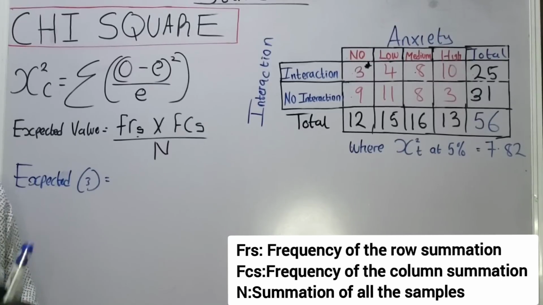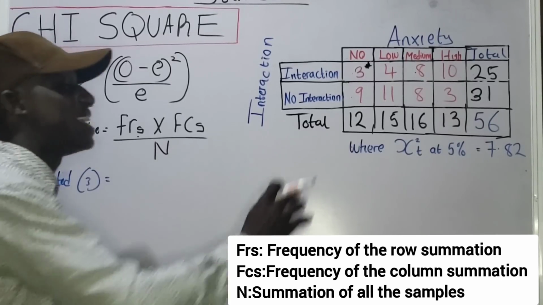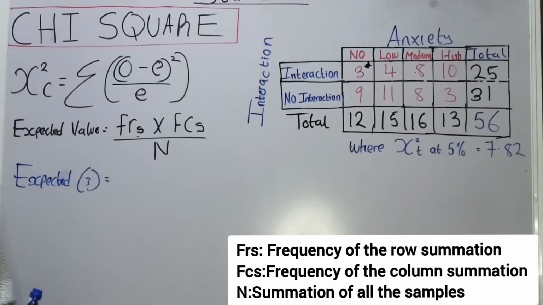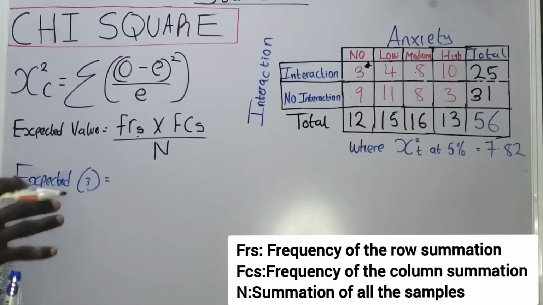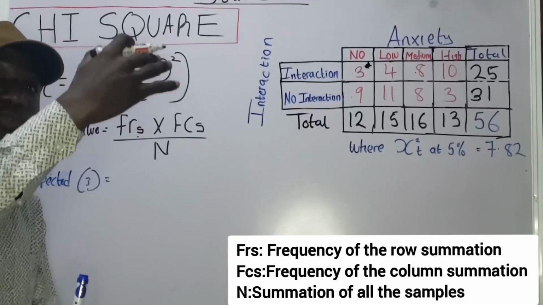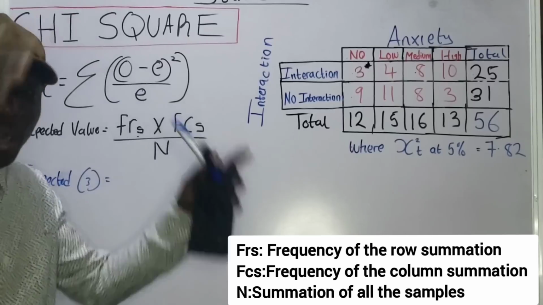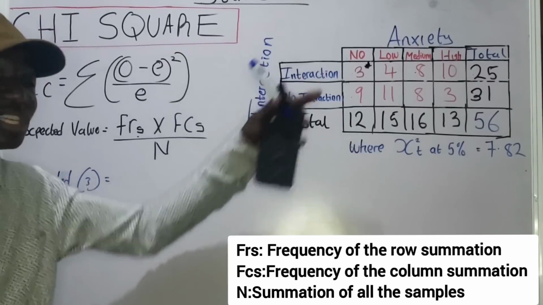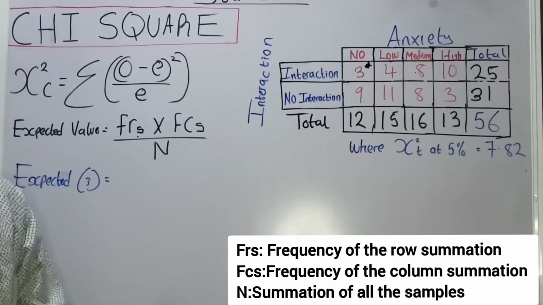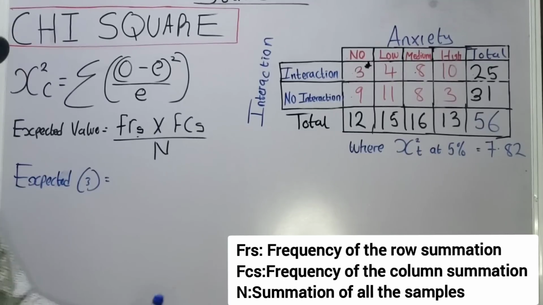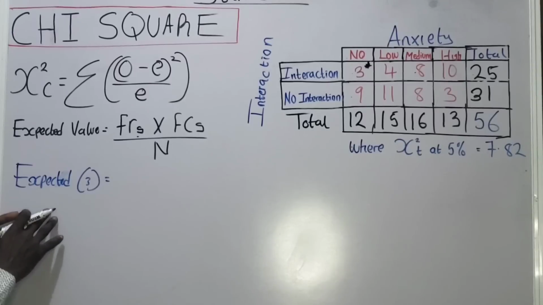Pay attention. You are going to understand, okay? I want you to understand. Now, let's say we want to determine the expected value of 3. That will be frequency of the row summation which 3 belongs to, multiplied by frequency of the column summation that is corresponding to 3, all over N. N is the total number of the elements that we have on our contingency table. The summation of all the elements that we have on our contingency table is N.